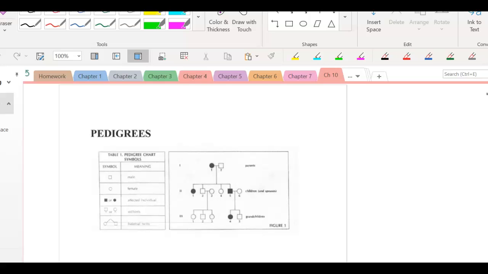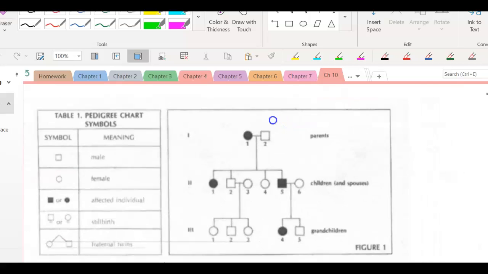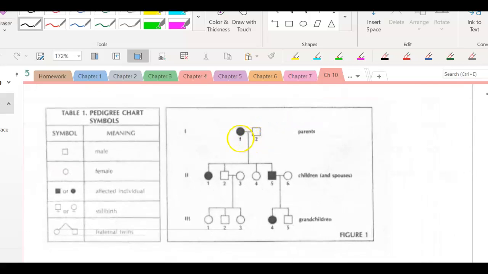In a pedigree, anytime you see a square, that represents a male. So here we can see individual number 2 of generation 1 is a male. Anytime you see a circle represents a female. If the individual is affected with the disease or disorder we're tracking, then it will be shaded in.